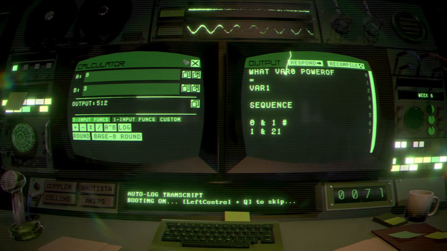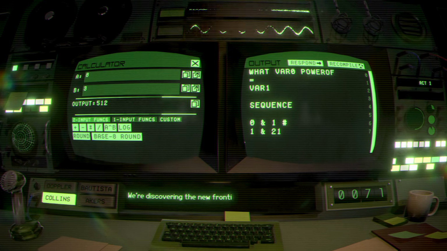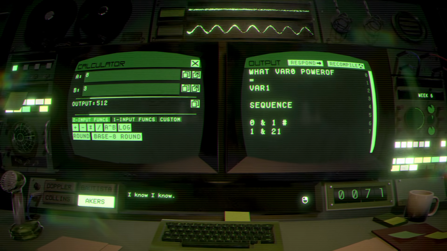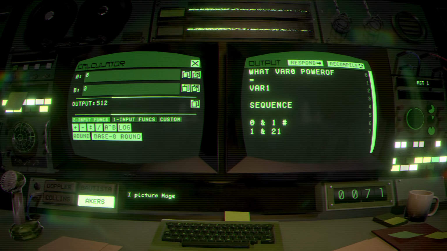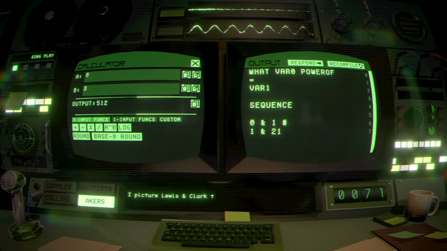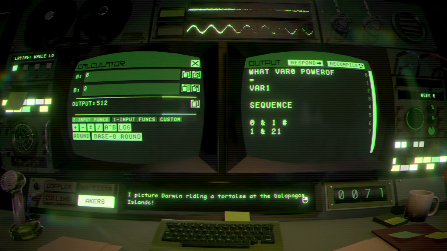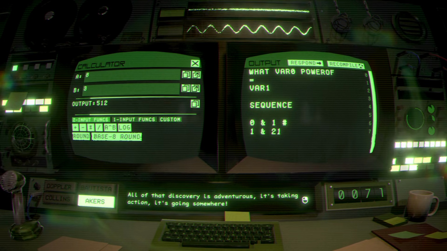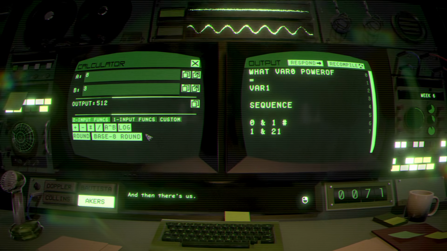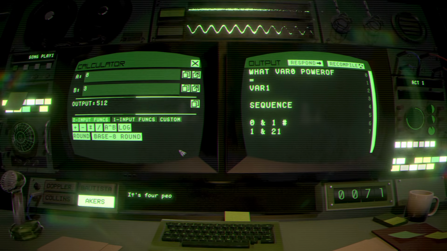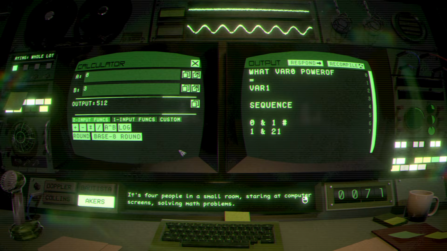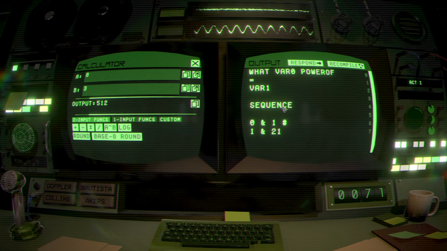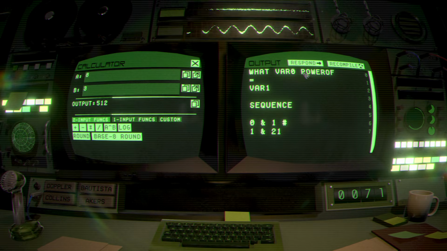Alright, what else we got? More math problems, just what we needed. We're discovering the new frontier of our species. These are baby steps. Must have patience, Akers. I know, I know. When I pictured discovery, I didn't picture this. I picture Magellan circumnavigating the globe, Lewis and Clark trekking to the west, Darwin riding a tortoise at the Galapagos Islands. Last part never happened. But you get my point. All that discovery is adventurous, taking action, it's going somewhere. Then there's us. What is that exactly? 4 people in a small room, staring at a computer screen, solving math problems. That's true, but it has its own sense of wonder and adventure, you know.